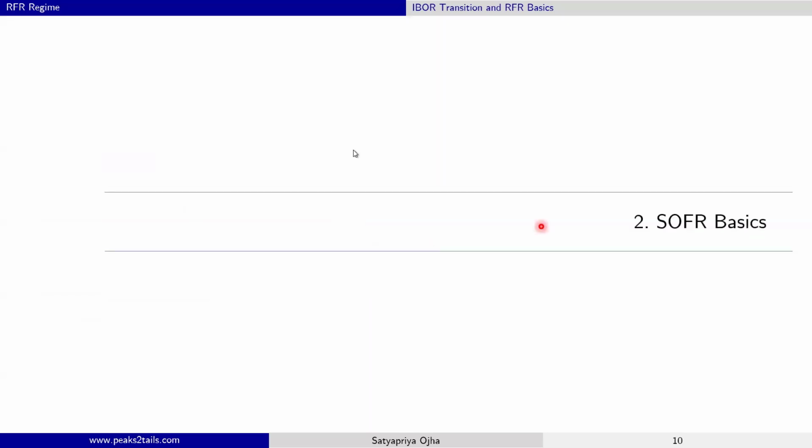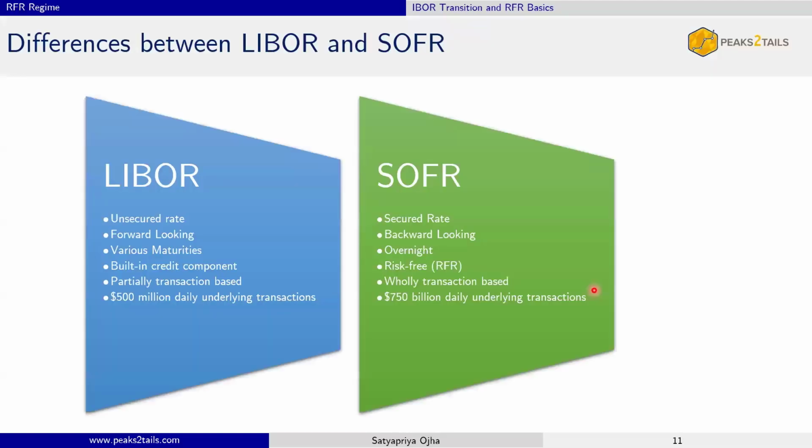Okay, so let's talk about SOFR basics. I hope this was the background on the LIBOR transition, and I hope this is understood. Let's proceed. Before we talk about how SOFR is calculated, what are the major differences between LIBOR and SOFR?